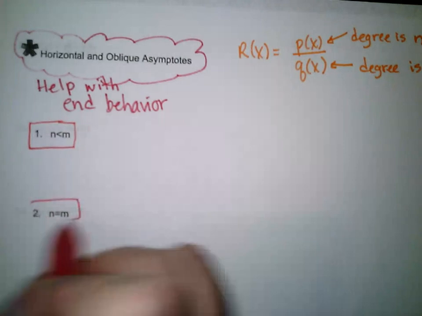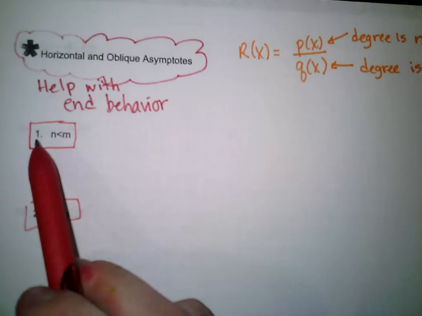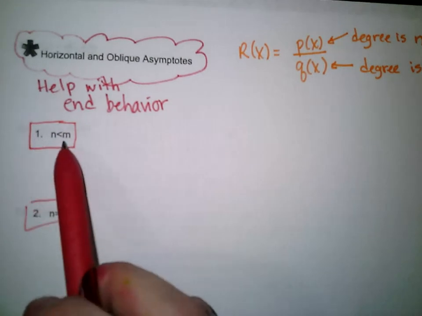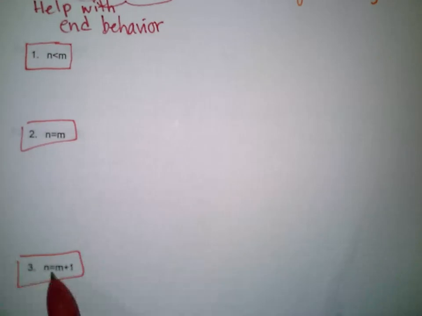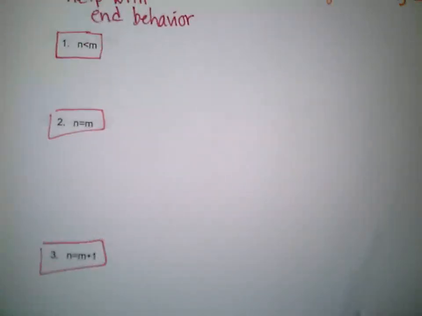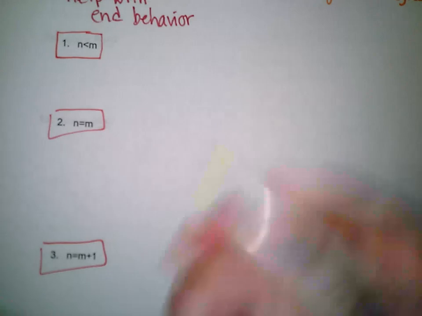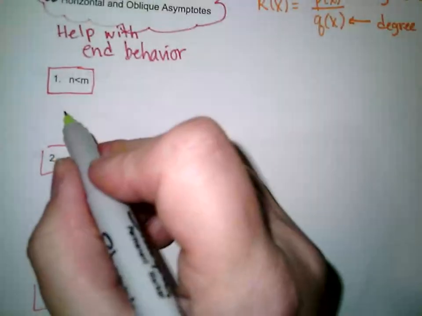The different possibilities are for the degree of the numerator to be smaller than the degree of the denominator. The degree of the numerator and denominator are equal. The degree of the numerator is 1 more than the denominator, or the degree of the numerator is 2 or more higher than the denominator. So we'll look at each one of these separately. Our first one, the degree of the numerator is less than the degree of the denominator.